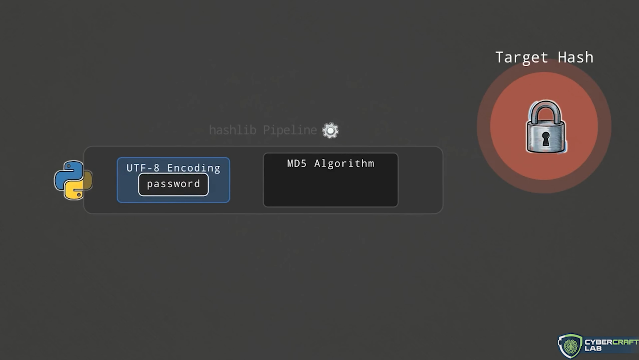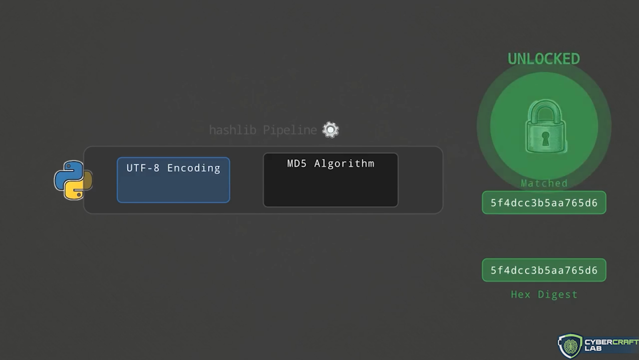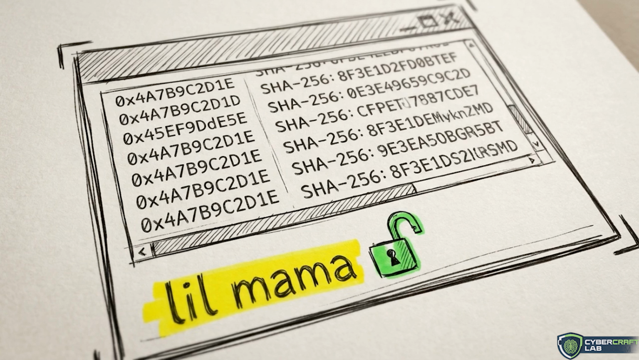To avoid a common script failure in Python 3, you must encode each word from your list to UTF-8 before passing it into the hashing function. Our script then generates an MD5 hash for each word and compares the resulting hex digest against the target password's hash. Here, the script successfully identifies the password Lil Mama in mere milliseconds.